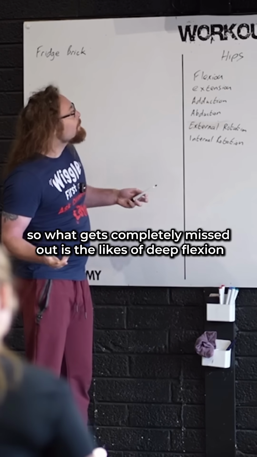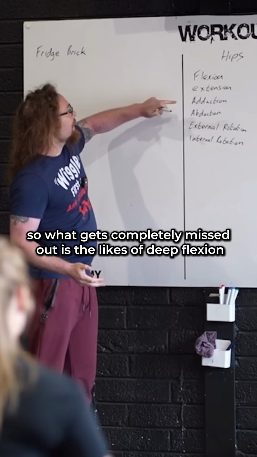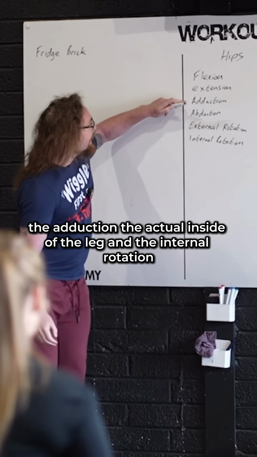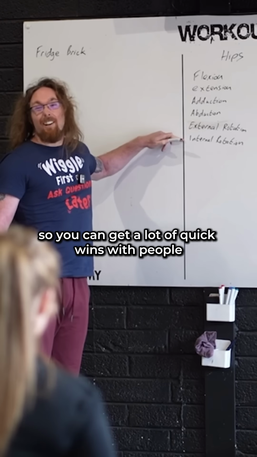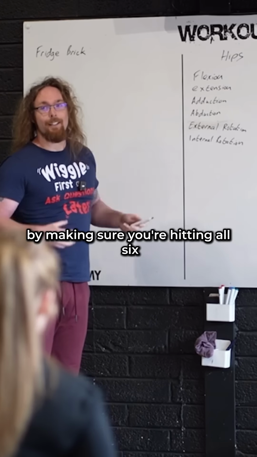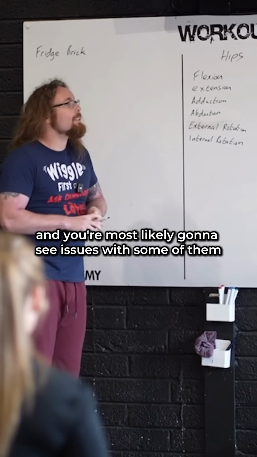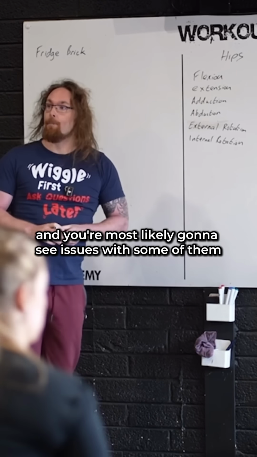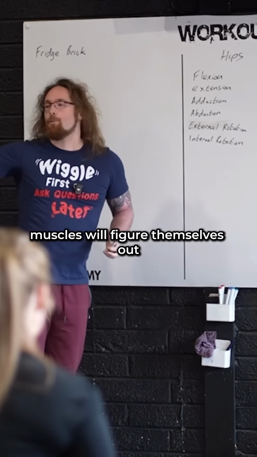So what gets completely missed out is the likes of deep flexion, the adduction, the actual inside of the leg, and the internal rotation. So you can get a lot of quick wins with people by making sure you're hitting all 6, and you're most likely going to see issues with some of them. And if you start to work on them, muscles will figure themselves out.